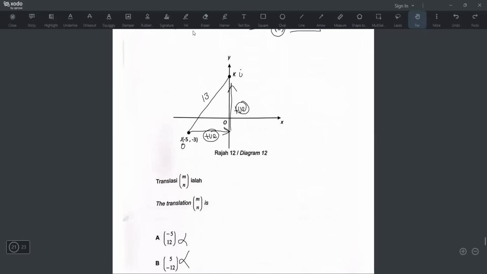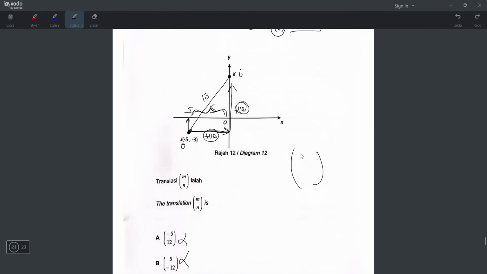Because if you look carefully, this is negative 5. So if you're moving from here to here, berapa panjang sini to sini? 5 units. And why is it positive 5? Because you are moving to the right. So your translation M will be 5.